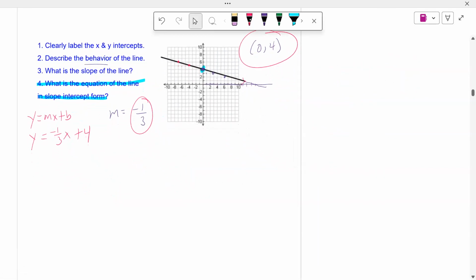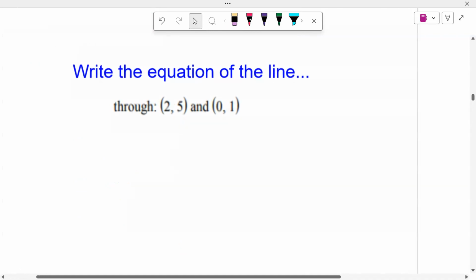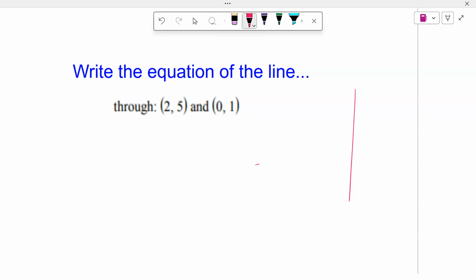And of course, you should be able to describe the behavior, find those critical values, x, y intercepts, etc. A little bit harder now, write the equation of the line. Notice it's not giving us a graph. We don't always have that tool. Keep in mind, you could always graph it, plot the points, and then connect the dots and see what it looks like. You can always have that option. However, let's see what we can do algebraically.